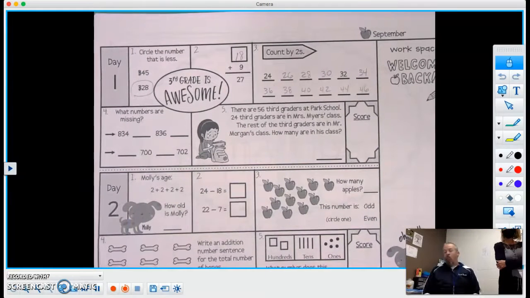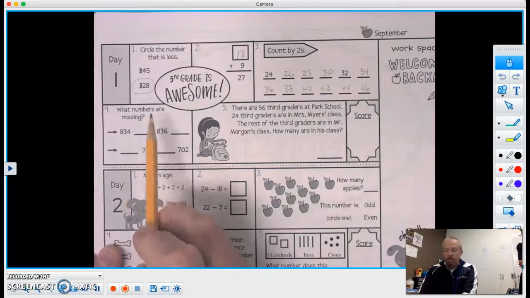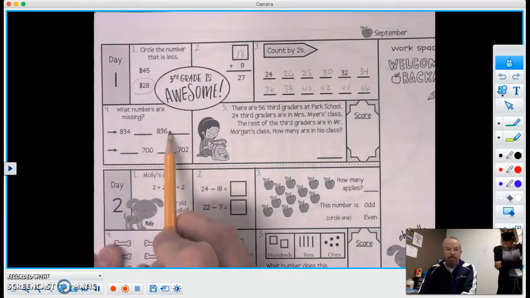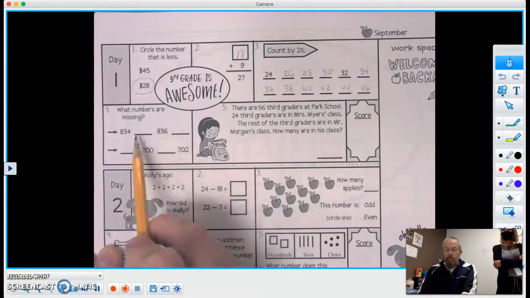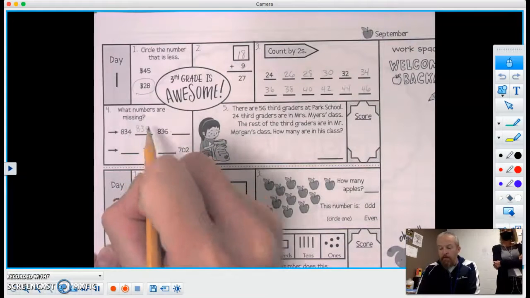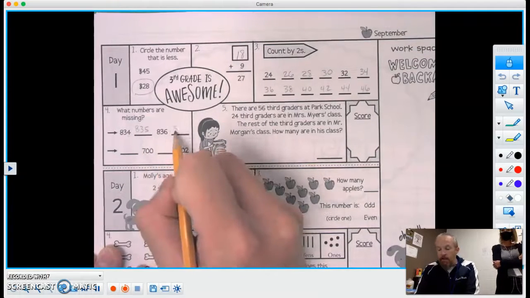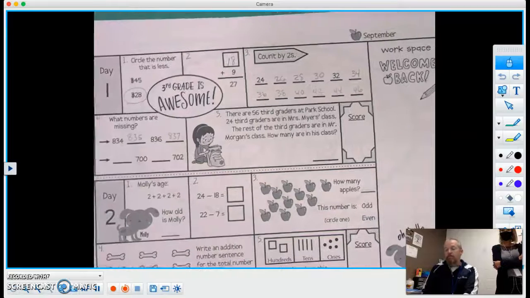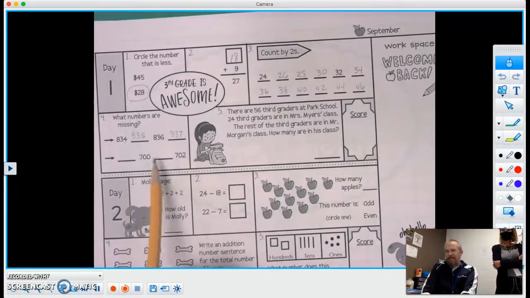All right. What numbers are missing? So we start at 834. There's a number, and then 836. Let's see, 834, 835, 836, 837. Well, it looks like it's kind of the same thing here.